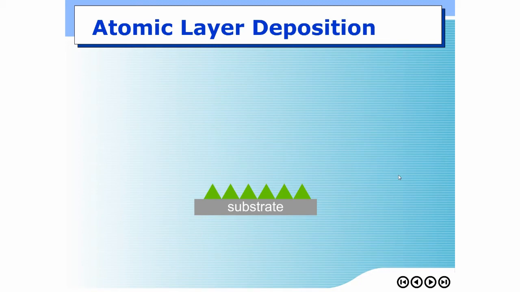Okay, suppose you have this green function, and then once the whole substrate is covered by this function, there will be no more reaction taking place, because this molecule does not react with this function anymore. Okay, so that should limit the coverage of the film to be just one atomic layer.